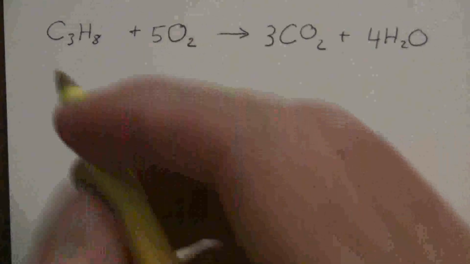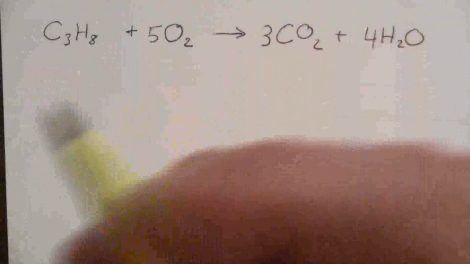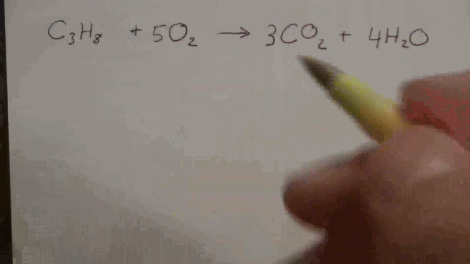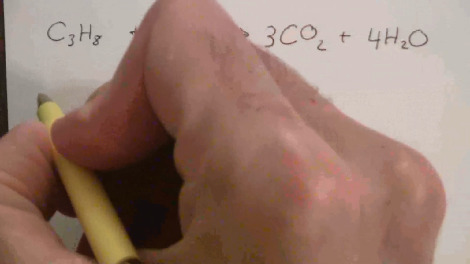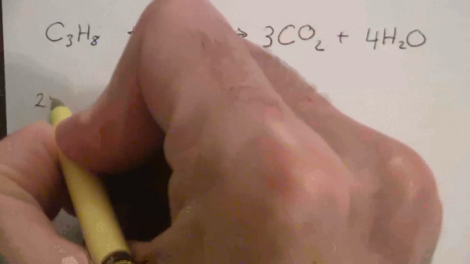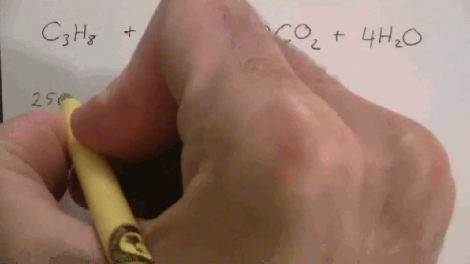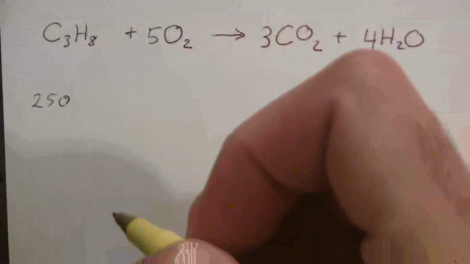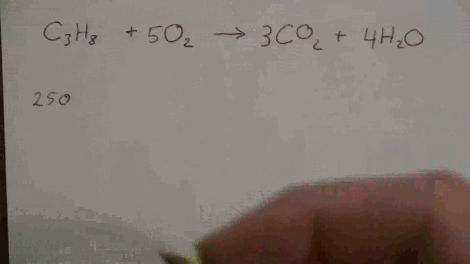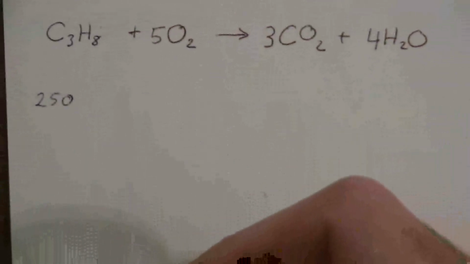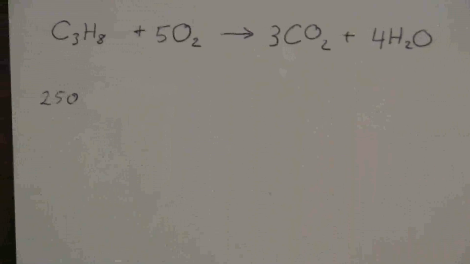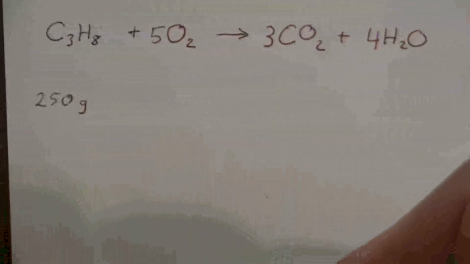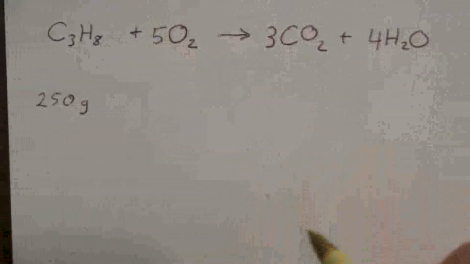Right? So we have to have that equation balanced. So let's say we take a 250 gram cylinder. That would be kind of a larger size cylinder of propane. And let's say we burn the whole cylinder, how much carbon dioxide are we actually going to produce from that 250 grams of propane?